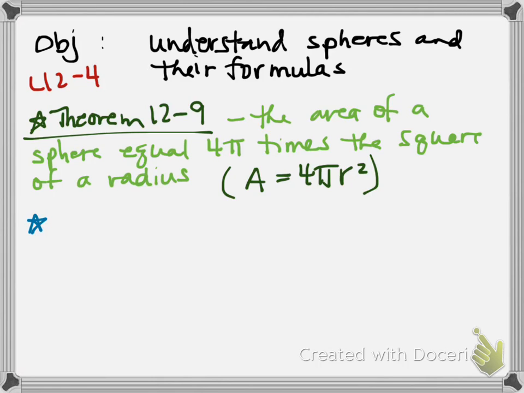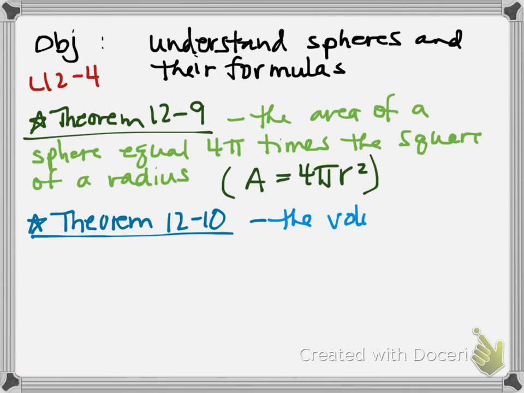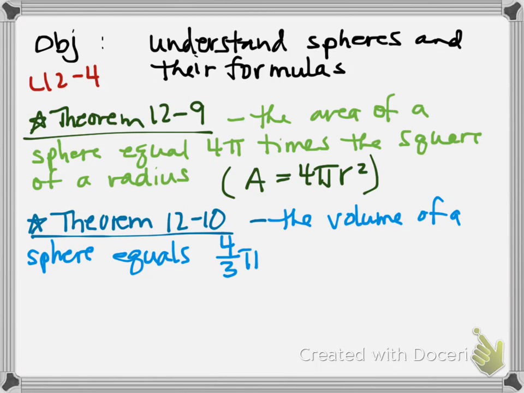The other formula is going to be for volume. And it says the volume of a sphere equals 4/3 pi times, now let's be logical about this one. If we're talking about a volume, what are we going to do to the dimension? You have to cube it because it's the same dimension all directions. So it's times the cube of the radius.